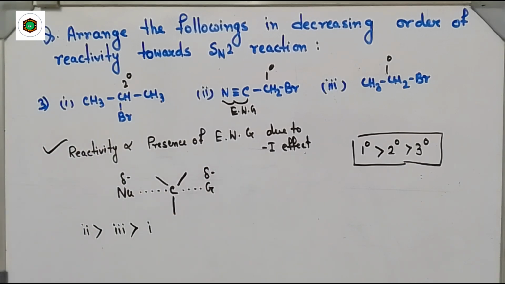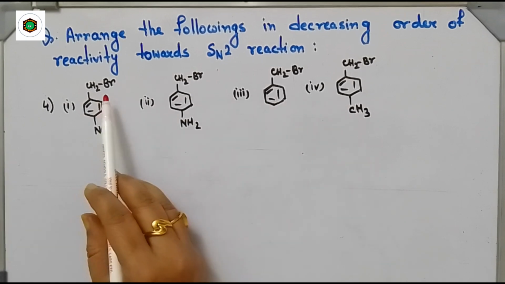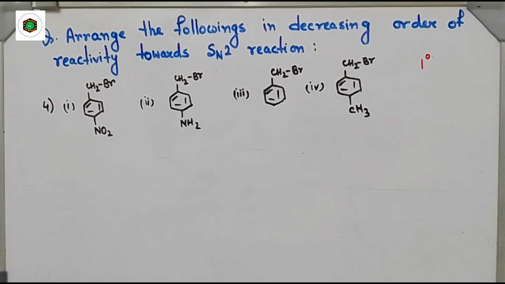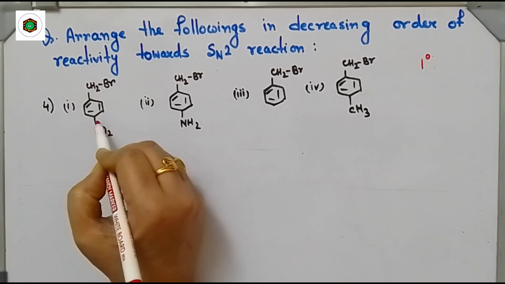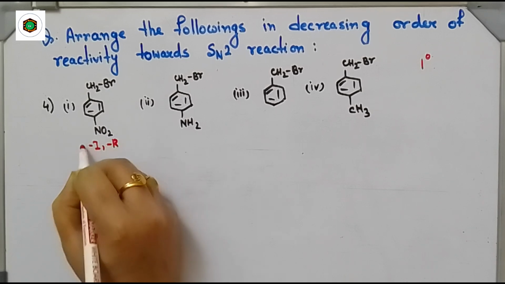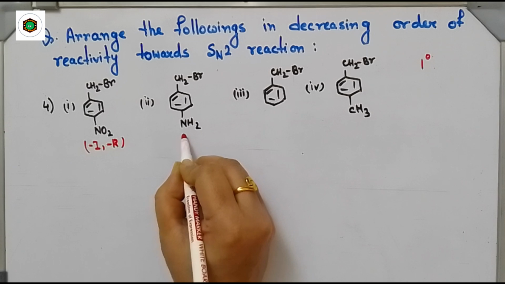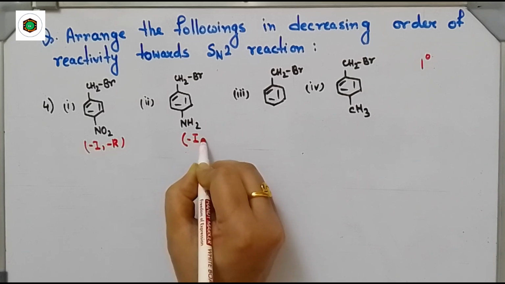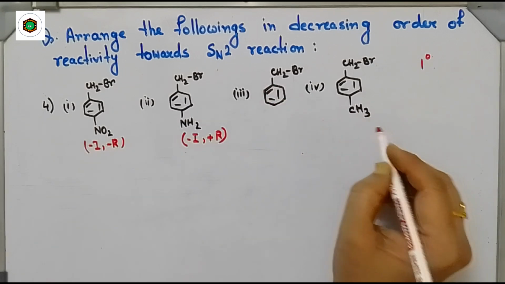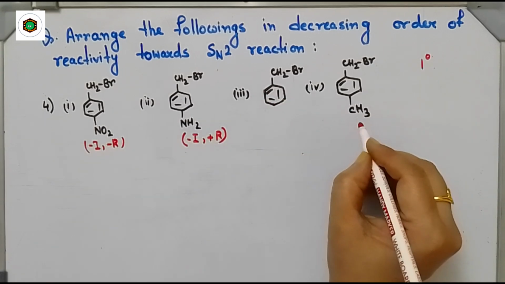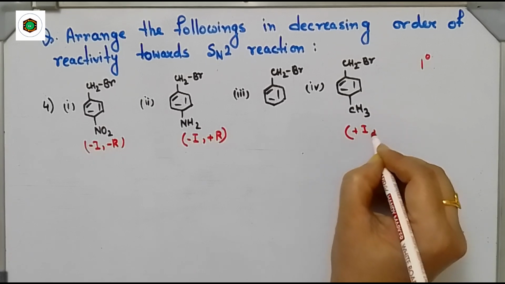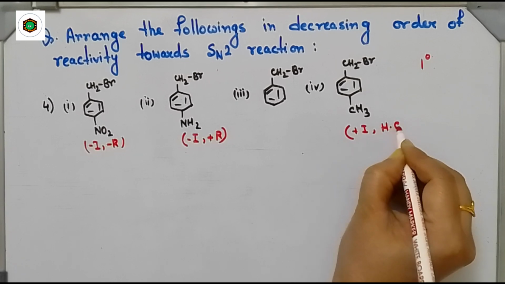In this problem, 4 compounds are there, these are benzylic bromides. See, all these are 1 degree benzylic halides. Now see, nitro is electron withdrawing by minus I and minus R effect. NH2 is electron withdrawing by minus I but it is having plus R effect. Here no such substituent is there at the para position, and in this compound a methyl group is there, which is having plus I effect and positive hyperconjugative effect.